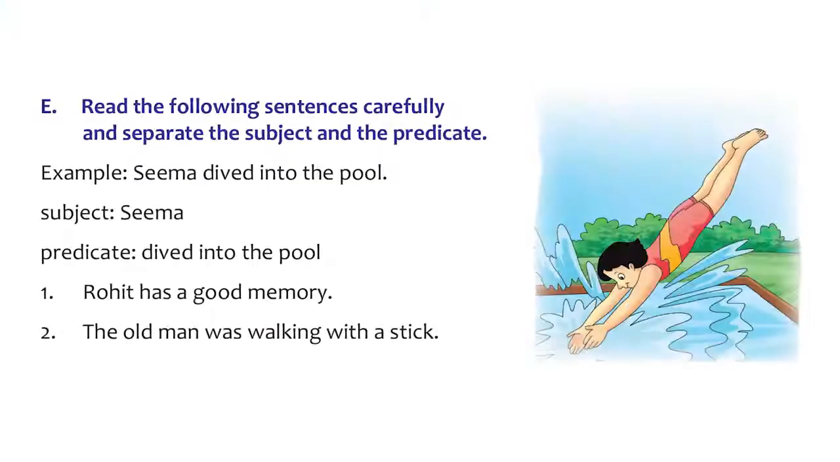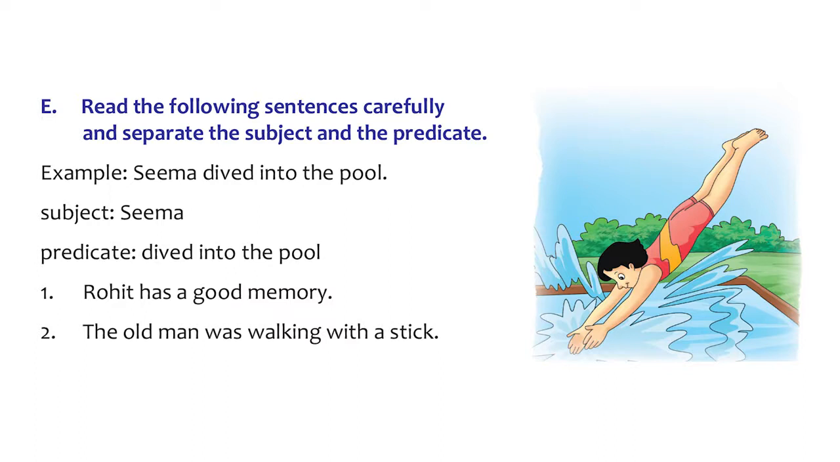A subject is what the sentence is speaking about. A predicate gives information about the subject. It tells us what the subject is doing or feeling or whatever information about the subject. Let's look at an example. Seema dived into the pool. Here, the sentence is talking about Seema. So, the subject is Seema. Predicate is dived into the pool. That's what Seema is doing. It gives information about the subject.